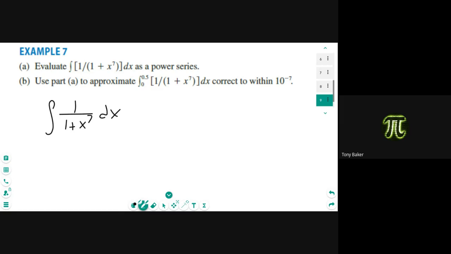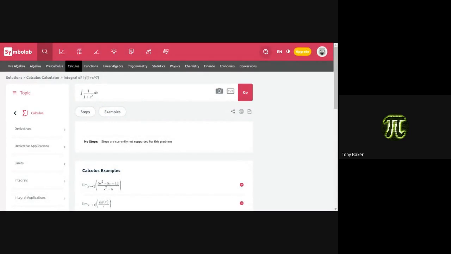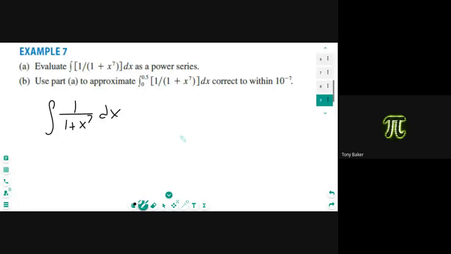Partial fractions is the division part, but then we have to somehow break up the 1 plus x to the 7th, which you can't do either. And just to show you, if you use Symbolab, it literally tells you it can't do it. So there are situations where there are integrals you can't do, but we still need an answer. We still want to be able to find an answer to it.